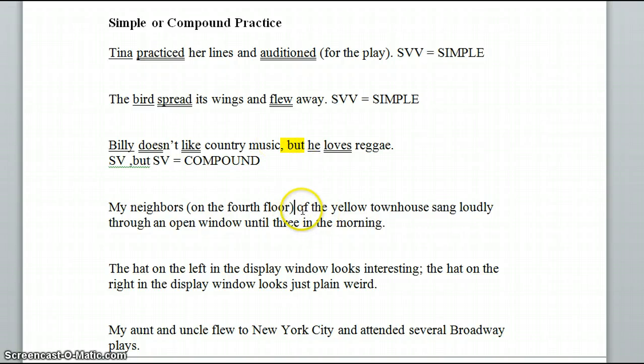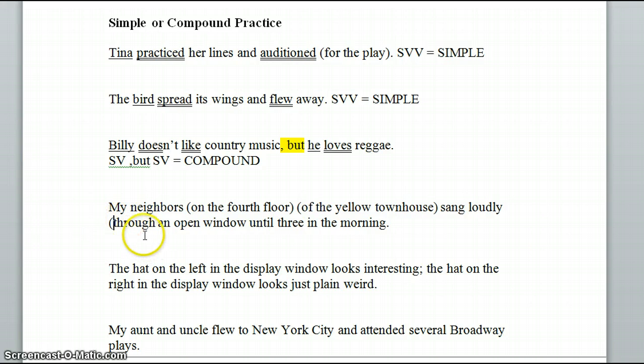And then we have "of." That is a preposition. Of what? Of the yellow townhouse. Of the townhouse. Sang loudly through. Here's another preposition. Through what? An open window. There we go. That's the end of that prepositional phrase.